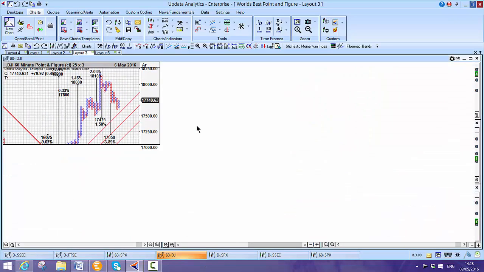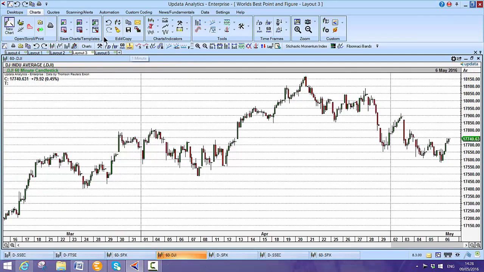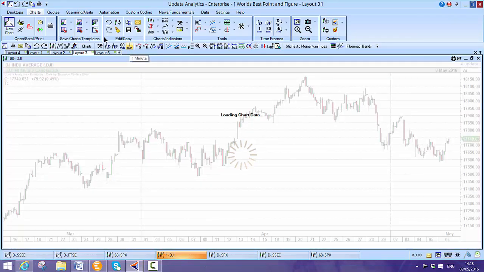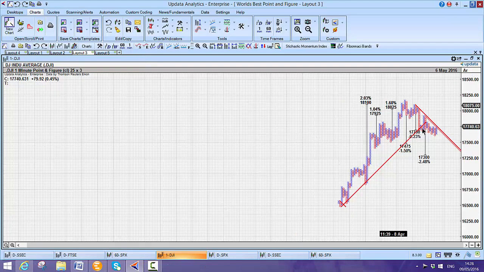And in fact, we could go to a smaller box size. If I go to the 60-minute chart, request the 1-minute data. This is coming from Thomson Reuters icon. Updata sitting on top of Thomson Reuters icon. Will sit on top of Bloomberg. Over 50 systems that it will sit on top of. Here's the 1-minute chart. Press the T key and it's giving you the targets.